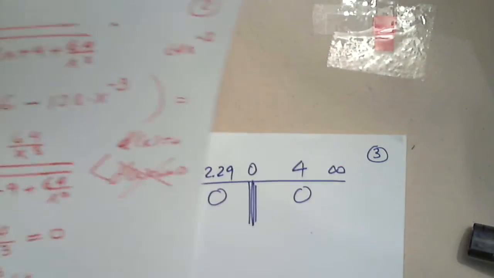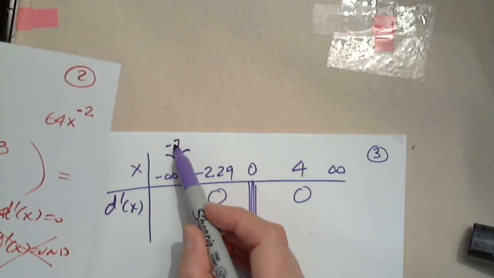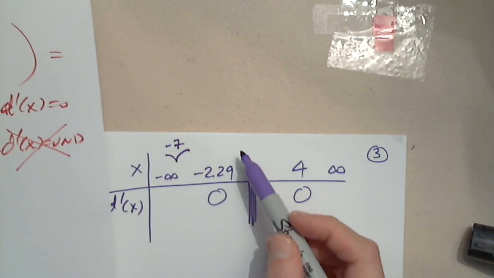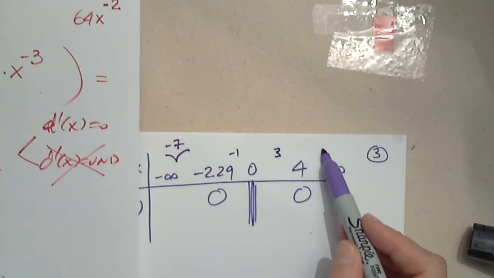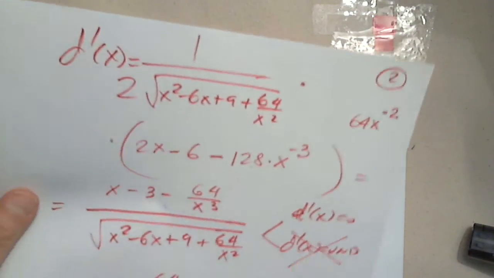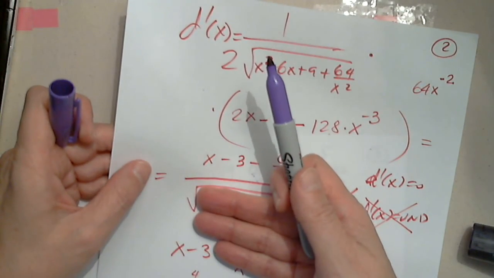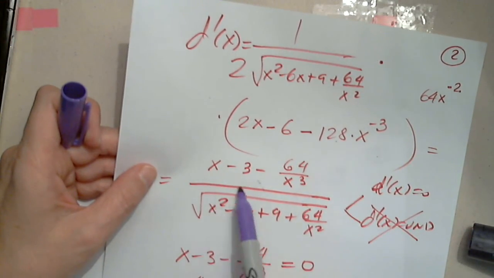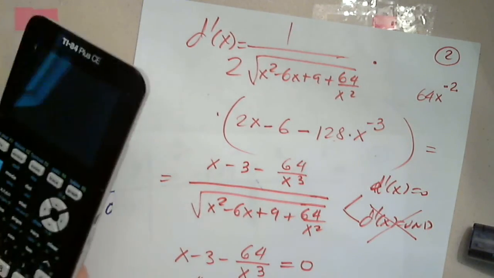So what I'm going to do is, one option is just plug in a number here, let's say negative 7. Plug in a number, let's say negative 1. Plug in a number like 3. Plug in a number like 5. And I will get the sequence of signs for the derivative. I will not plug in anything in the denominator. Why? It's always positive. There is no need. I'm not going to waste my time. But I have to plug in this expression to study the sign.